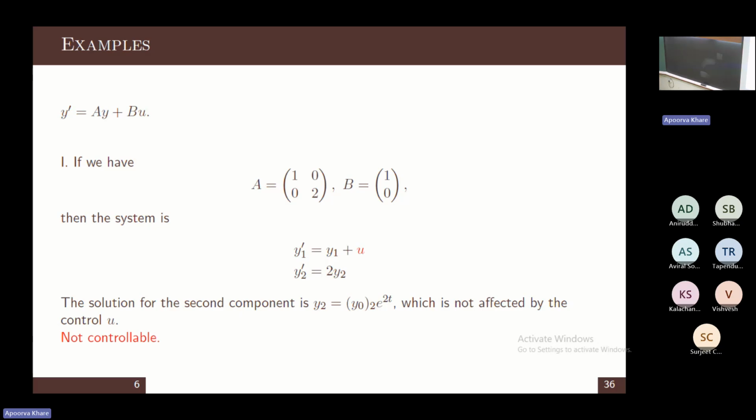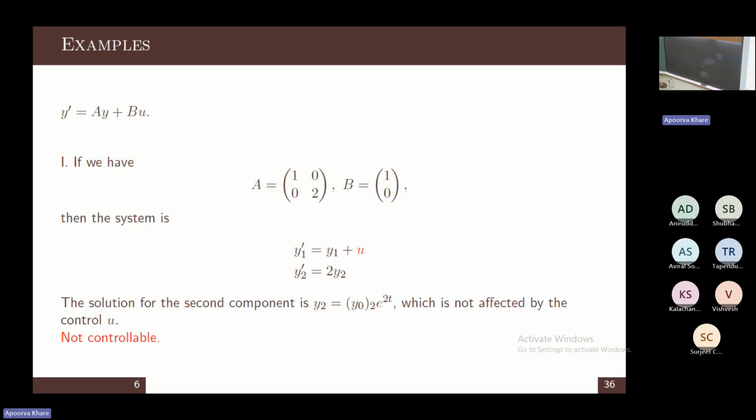So the solution for the second component is given by just this expression. So the y02 comes from initial data and then e power 2t. So basically, no matter what happens, y2 is always going to be in this subspace generated by e power 2t. So if I tell you that I want to reach somewhere which is outside e power 2t, you will never be able to reach there. So that's why this system is not controllable.